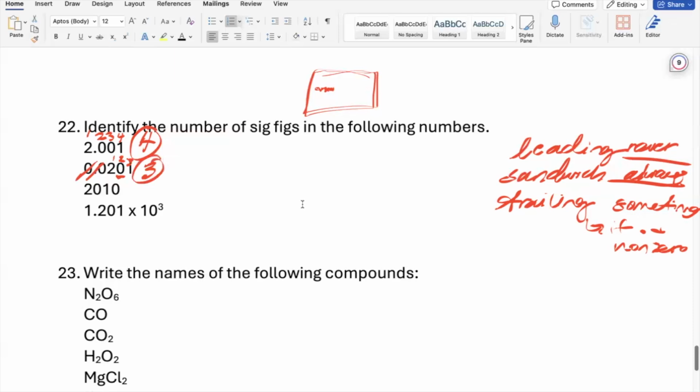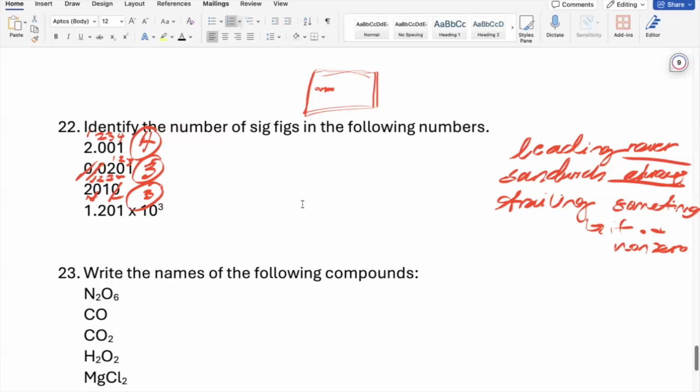All right. 2010, we have a sandwich zero, which is going to count, but we also have a trailing zero. Now, the trailing zero does come after a non-zero digit, but it does not come after a decimal anywhere in the problem or in the number. So that zero is not significant. So it's 1, 2, 3, 3 sig figs.